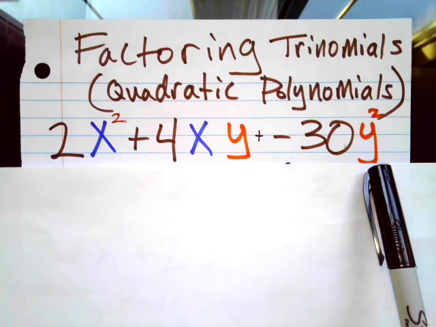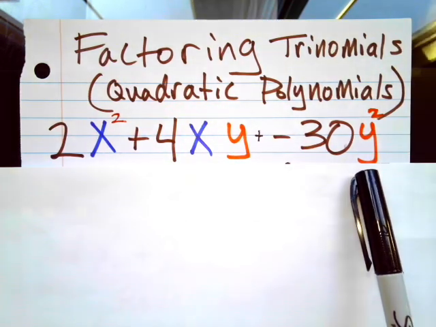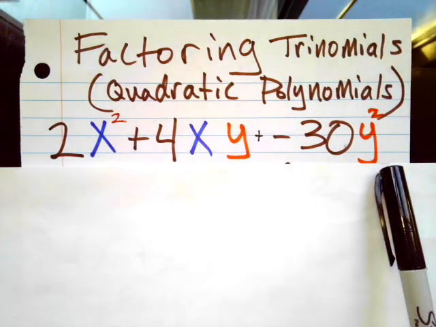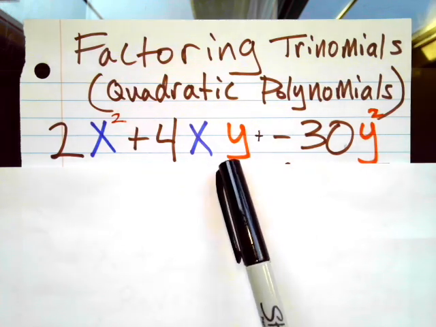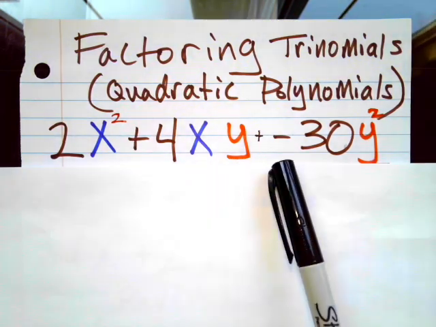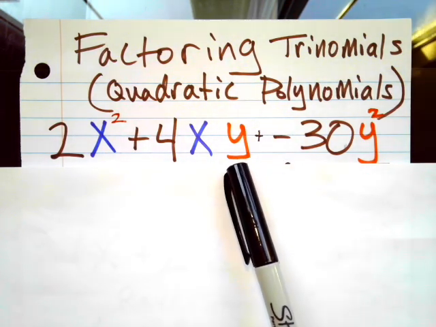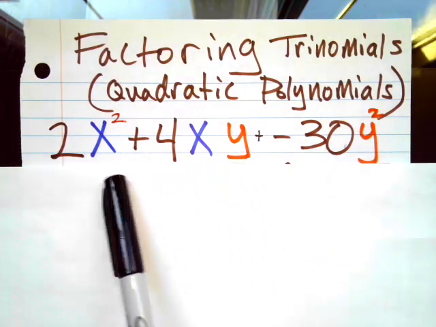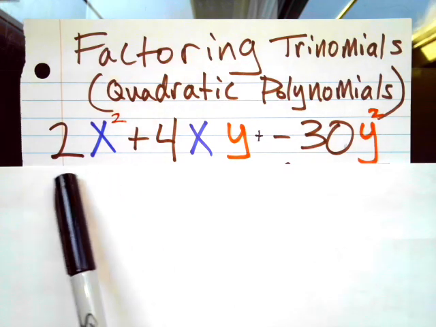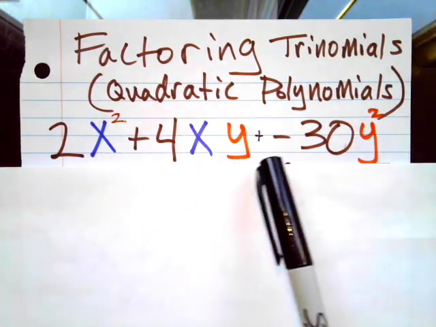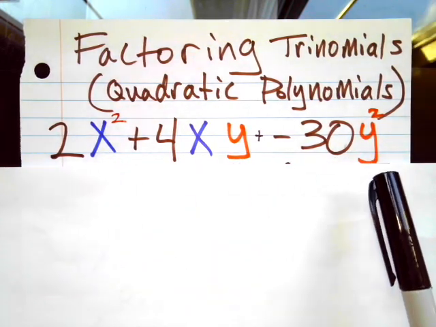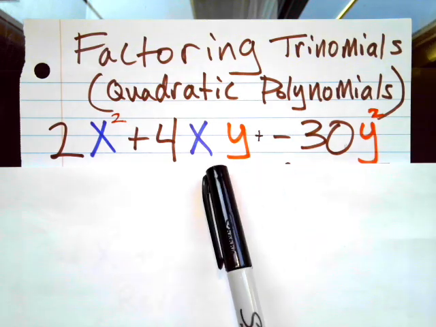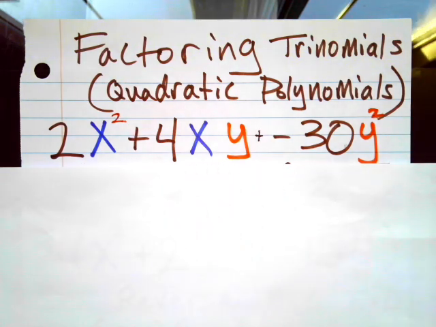Same thing goes with the y. I have two y's here. I could factor or divide a y from this term, 4x times y. But there are no y's in this first term. So I cannot factor out a y from each of these terms. So that doesn't count.